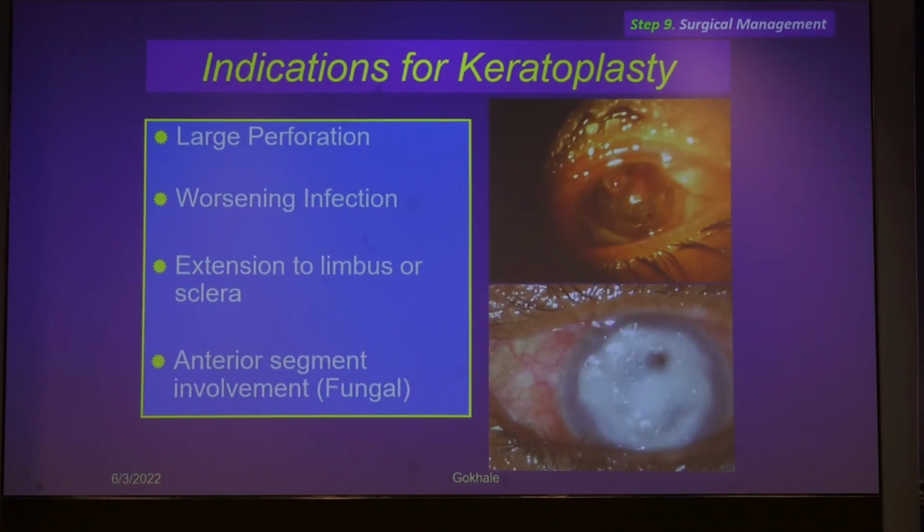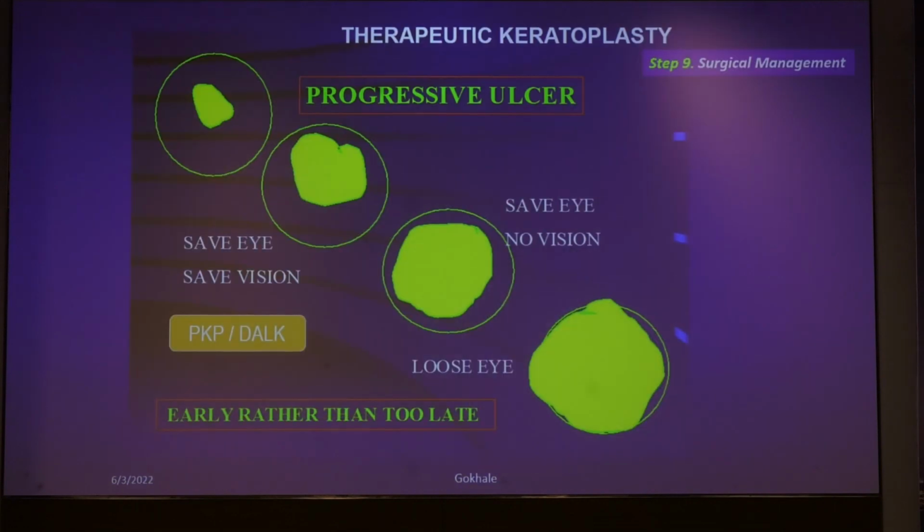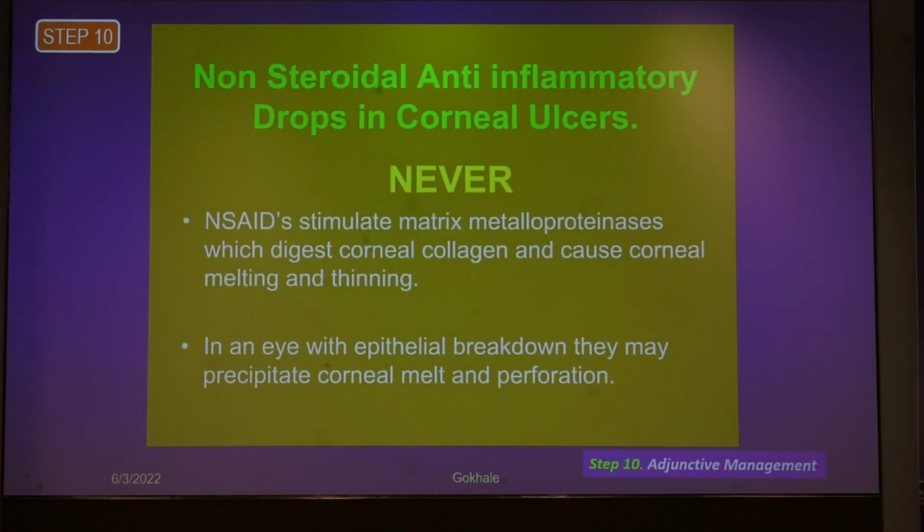Therapeutic PK is something that we often need to do when we get patients who are coming late with involvement of limbus, extension to sclera, or very deep anterior chamber involvement. And in these situations, it's always better to do it early rather than late and wait for end stage disease where it becomes very difficult to salvage. You could do a DALK or a PKP, and you need to decide what's good in your hands and how deep the infection is.